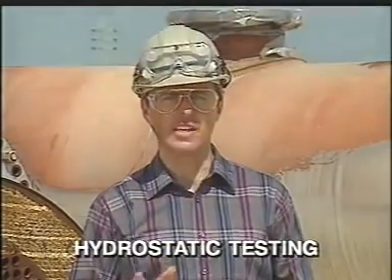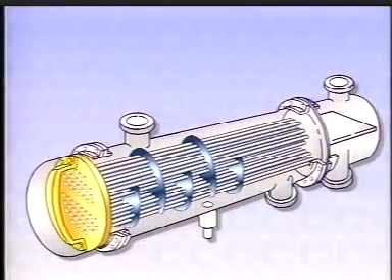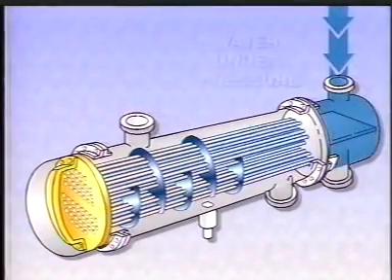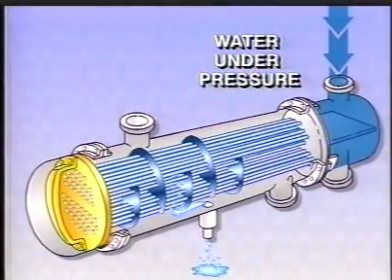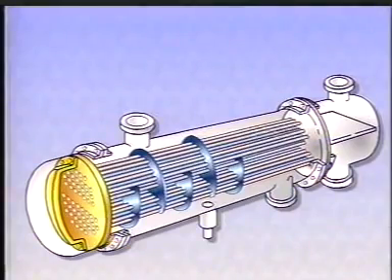Before it can be done, the exchanger must be taken offline and drained. If you're checking for tube side leakage, the tubes are filled with water under pressure. If the tubes or joints are leaking, the water will be forced through the leak points into the shell. If tests indicate a leak, the exchanger must be partially dismantled to determine its source.